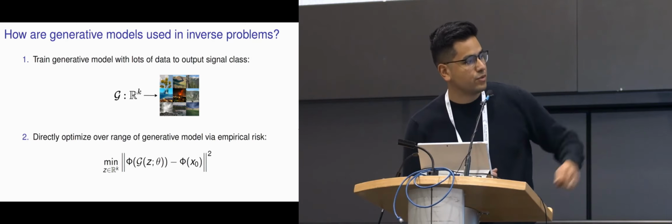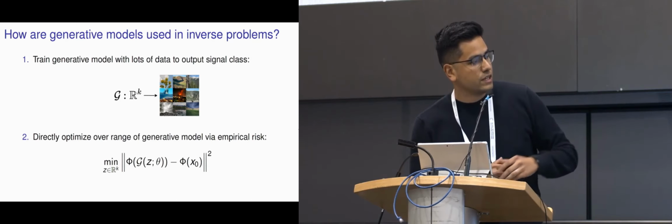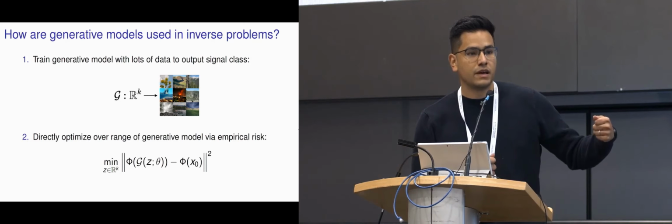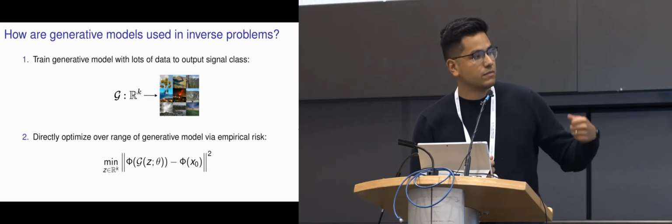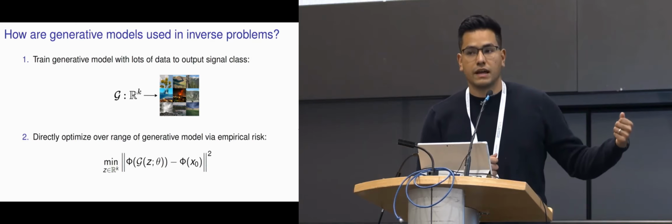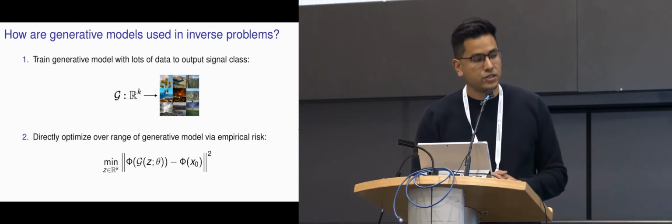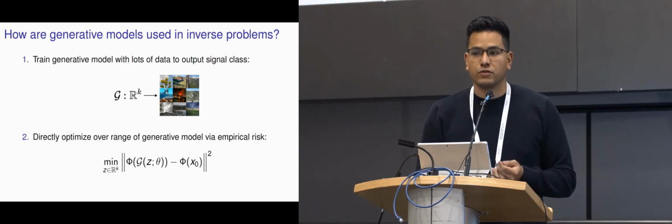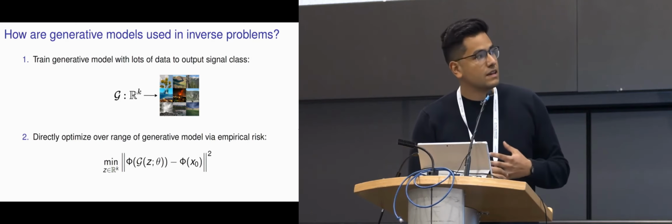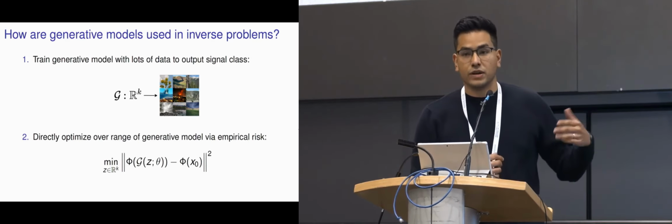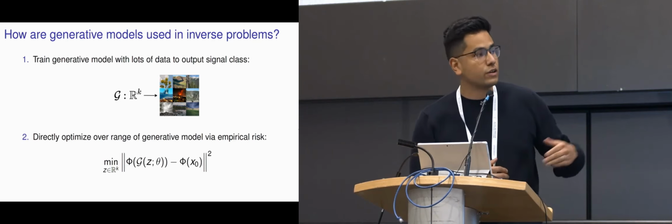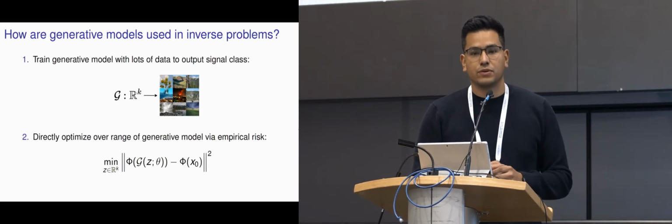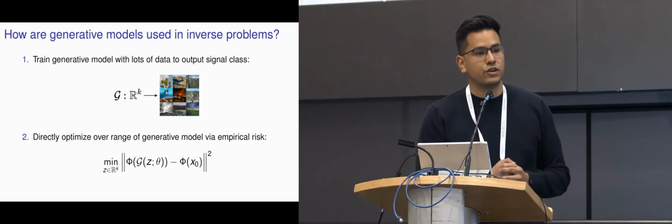So this optimization problem that you see on the bottom here is basically saying: find an input to your generative model that will give me an image that is most consistent with the measurements that I have. All right, so this sort of formulation has actually worked really well in problems like compressed sensing and phase retrieval, but one of the drawbacks is you need a ton of data to train these generative models. Right? To create a good generative model for celebrity faces, you need at least 100,000 examples just to create a high quality generative model.